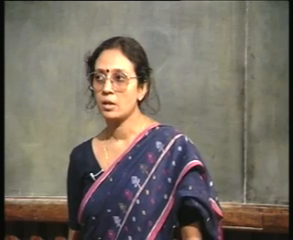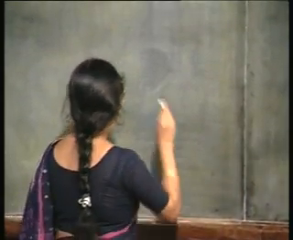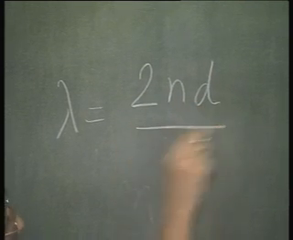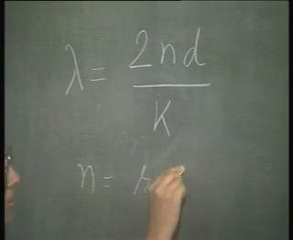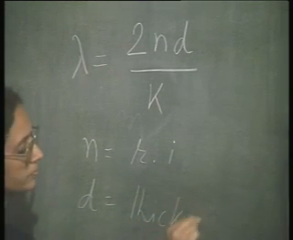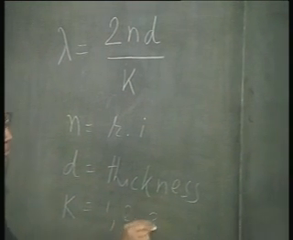So, when I have such a combination, a transparent film on an opaque surface, then if it is subjected to a monochromatic perpendicular light, then there will be an intensity enhancement at lambda equal to 2 N d by K, where N is the refractive index of the film, d is the thickness of the film, and K is an integer 1, 2, 3, etc.